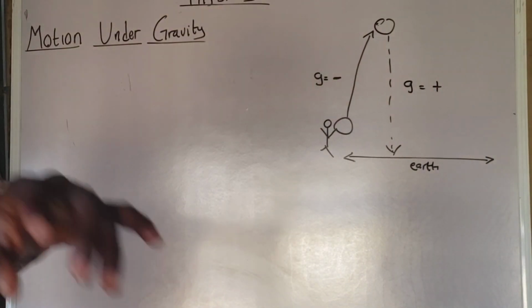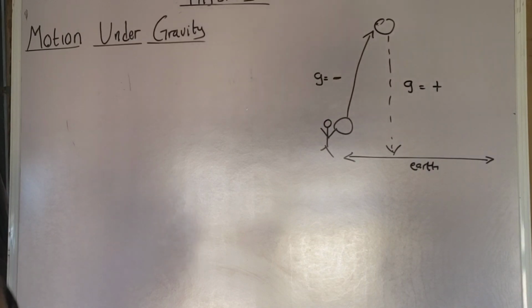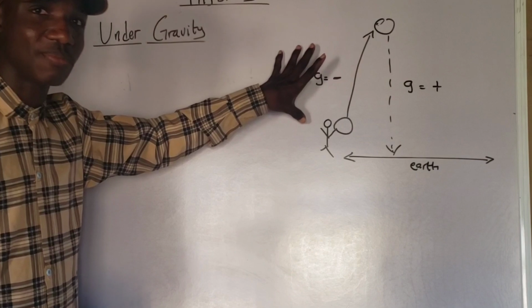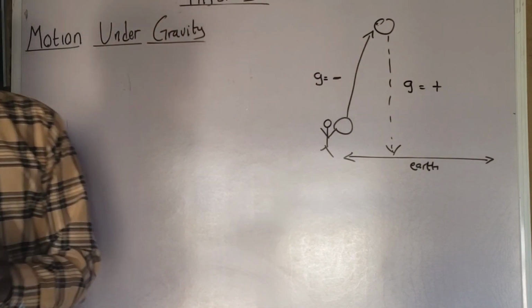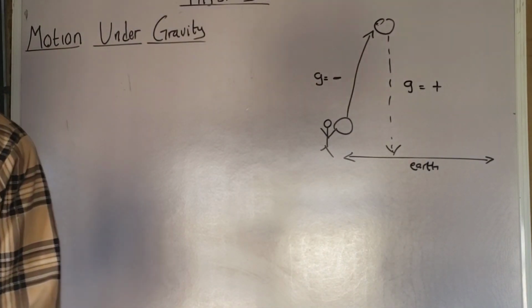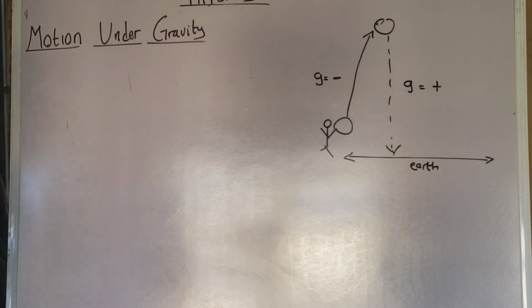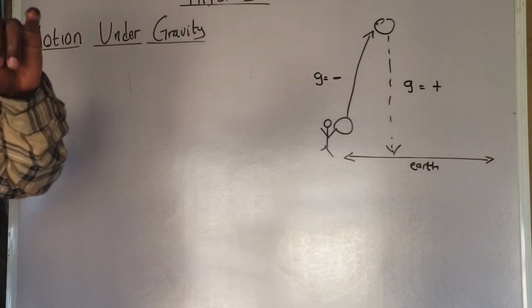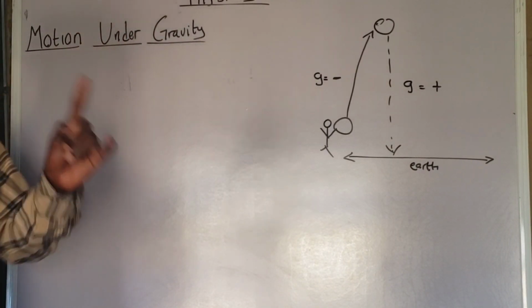So when the ball is thrown upward, its motion is opposite to the direction of the gravitational pull of the earth. And when it's coming down, its motion is in the same direction as the gravitational force of attraction of the earth. So that is one of the basic concepts. Are you paying attention? Don't forget, in our previous class we learned equations of motion.